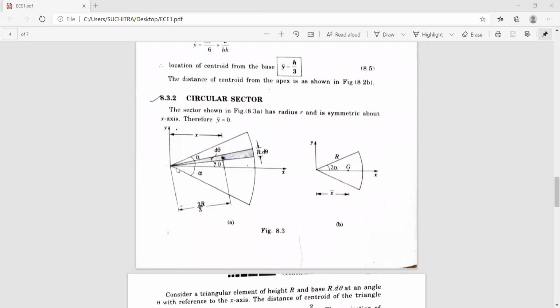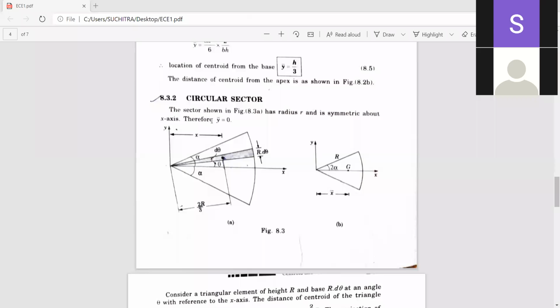Now, we have considered a sector of a circle. The sector shown in the figure has a radius r and it is symmetrical about the x-axis. Hence, the y bar value becomes 0. Now here, on the xy plane, consider a sector of a circle, and this angle is also alpha. So consider a sector of a circle having a radius equal to r.